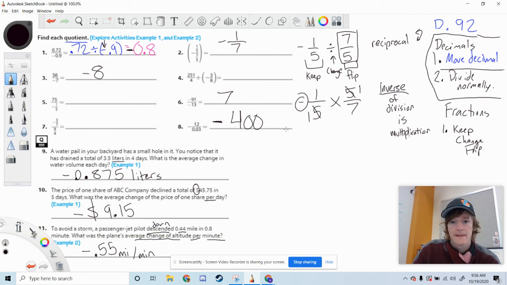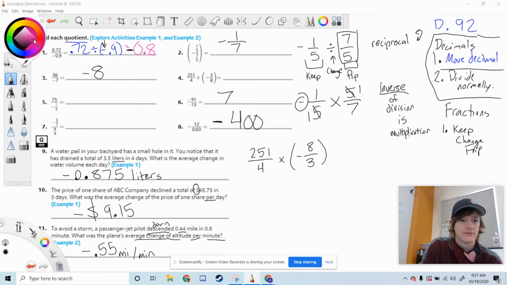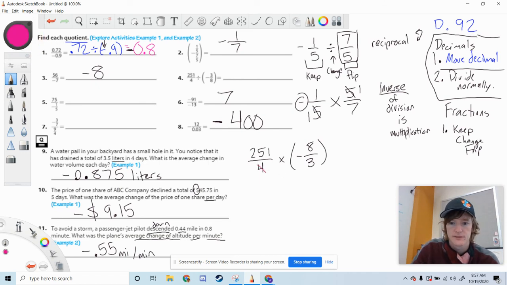Number 4, I'm just going to rewrite this as a keep, change, flip already. So we keep the first number, 251 fourths. I change this to division, and then I flip to negative 8 thirds. I see a 4 and an 8, and I know those are compatible. I can divide those both by 4, so that 4 will turn into a 1, and the 8 will turn into a 2. And I'm willing to bet these two work together too.